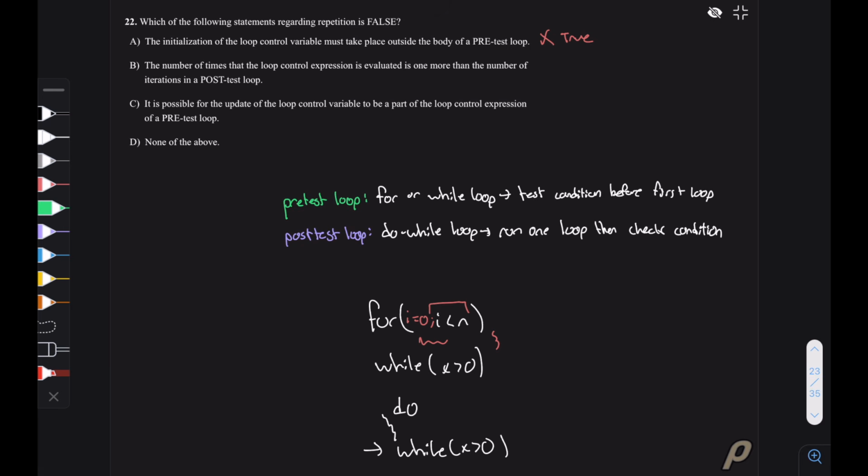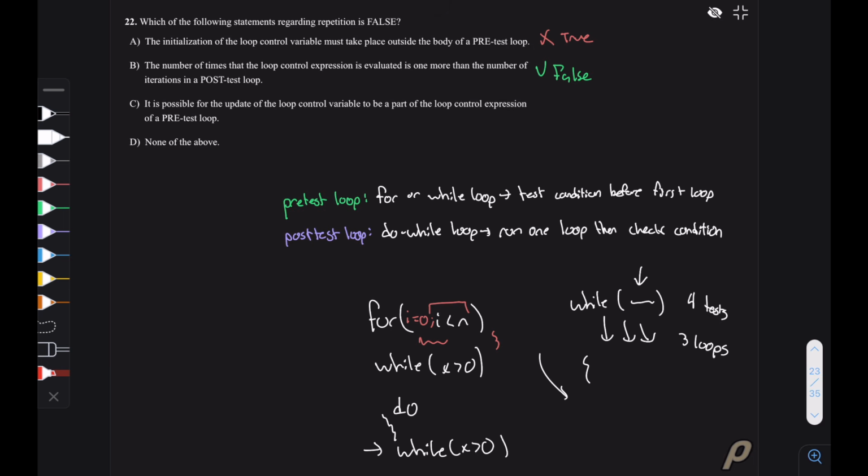Okay, sorry. This is false. This would be true for a pre-test loop, right? Because in a pre-test loop, say we have some while loop here. We will keep iterating, and once this becomes true, we test it one more time. So for the fourth test in this case, then we break out. So we'd have 4 tests, but we'd have 3 loops, right? Because we have to test it one more time before we break out.